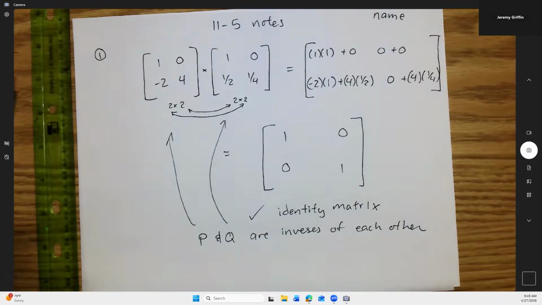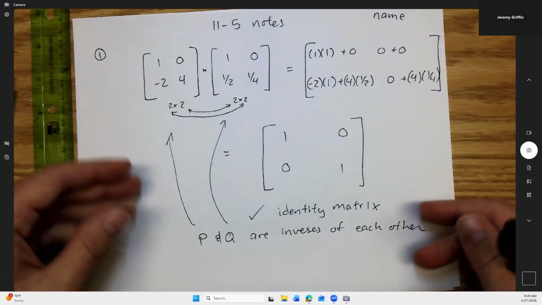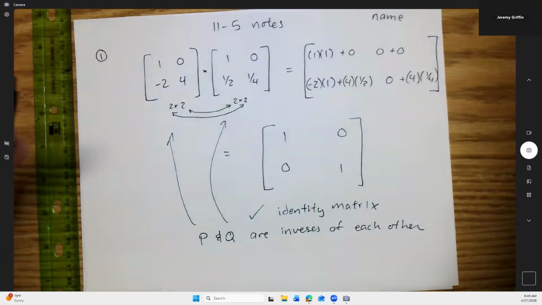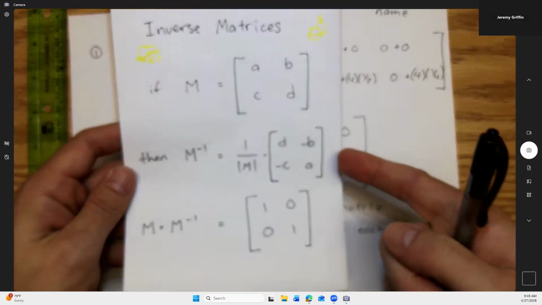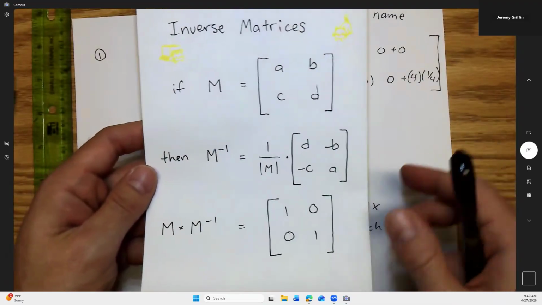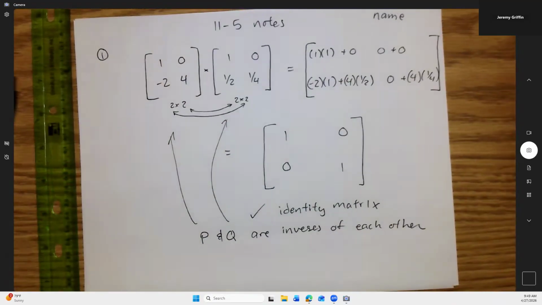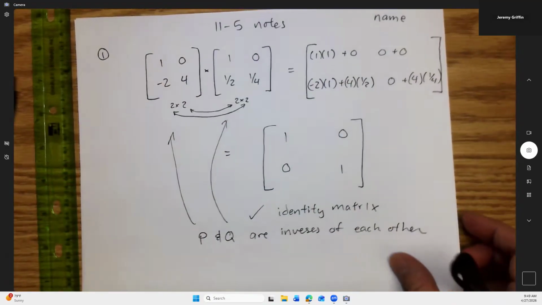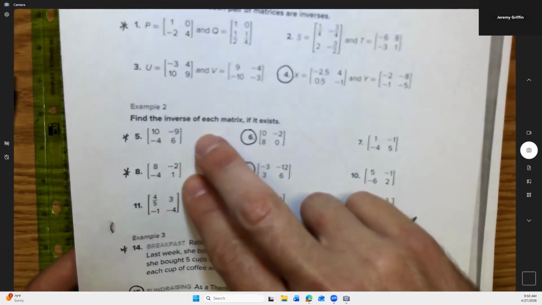Now, another way you could determine if these are inverses is you could have started with one of these and then found the determinant and gone through this process, which is exactly what we're going to do for the next couple examples. Okay, you guys ready for the next couple examples? Ready? All right, let's go. Here, I'm doing number 5 and 8 with you guys, and you guys do number 6 and number 9.